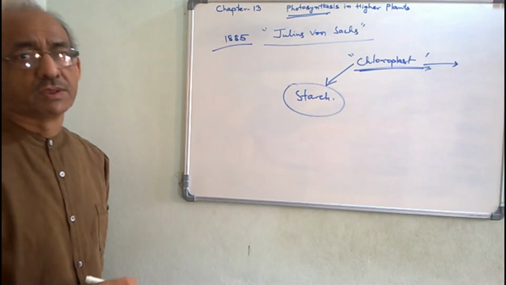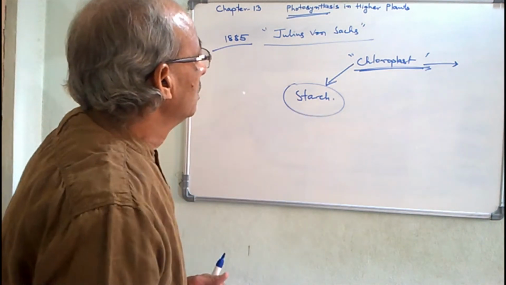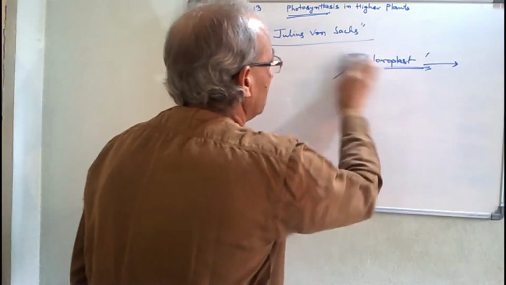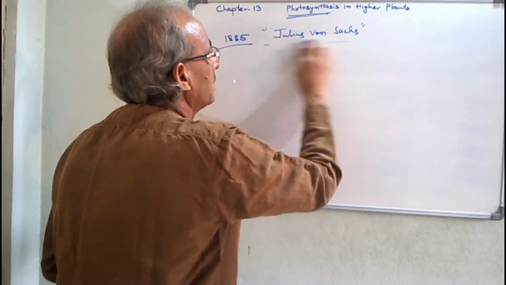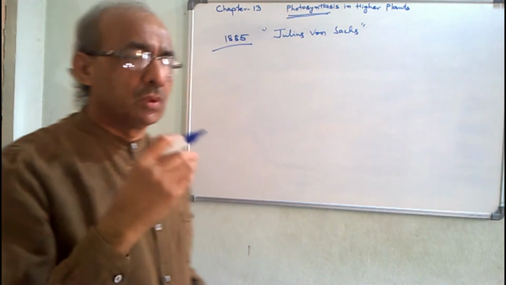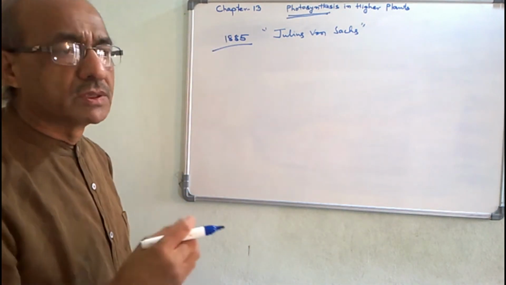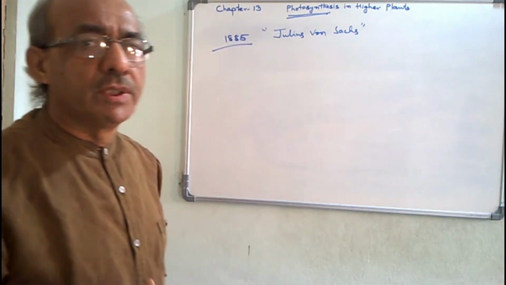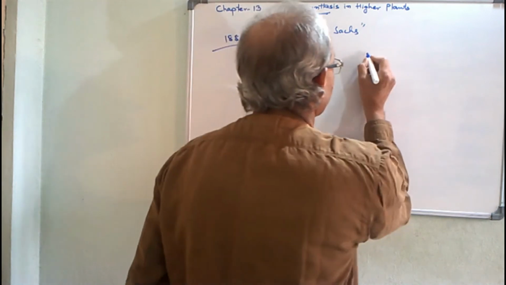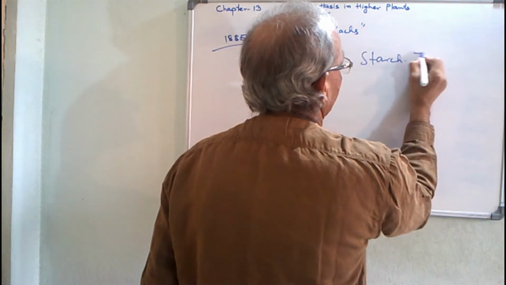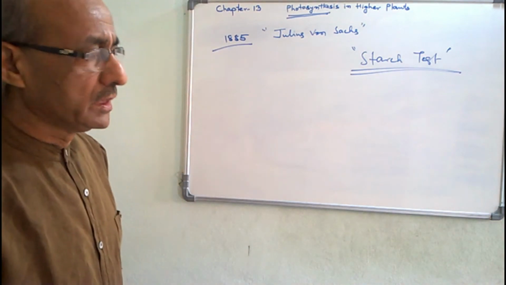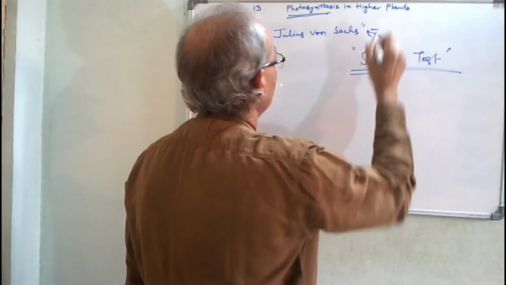That was very important information, because after getting this information of Julius von Sachs, the scientists started testing the leaves and other parts of the plants to test the formation of the starch, to know the potency, to know the mechanism of photosynthesis. And that test is called the starch test. Certainly in previous classes you have studied regarding the starch test. The starch test is based on the information of Julius von Sachs.